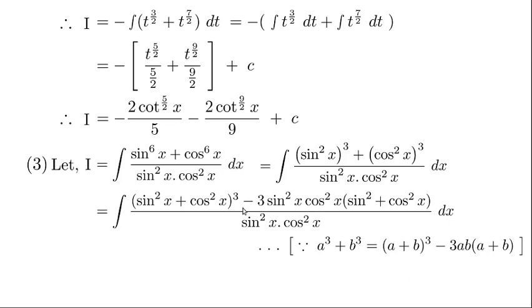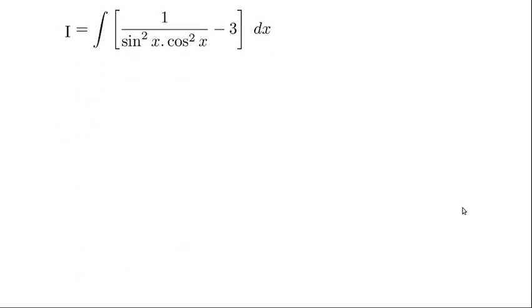And this is 1, since sin square x plus cos square x is 1. So it becomes 1 minus 3 sin square x cos square x upon sin square x cos square x. Now separately divide. On separate division it gives you 1 upon sin square x cos square x minus 3. You have to think of all the types of problems we have solved so far, and how this can be reduced to the integrable format. So this 1 is replaced by sin square x plus cos square x.